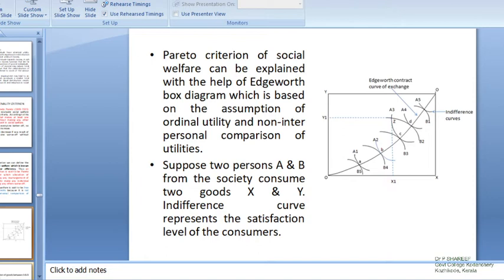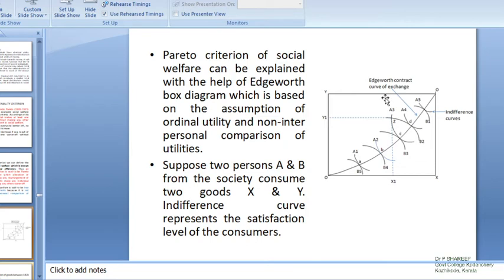The Edgeworth box. Here we represent the behavior of two individuals, individual A and individual B. The preference of the first individual A is represented by the indifference curves A1, A2, A3, etc., A5. The preference of individual 2, that is individual B, is represented by B1, B2, B3, B4 and B5. And the tangency points of the indifference curves represent a line called the Edgeworth contract curve of exchange. On the contract curve of exchange, the slopes of the indifference curves are equal.